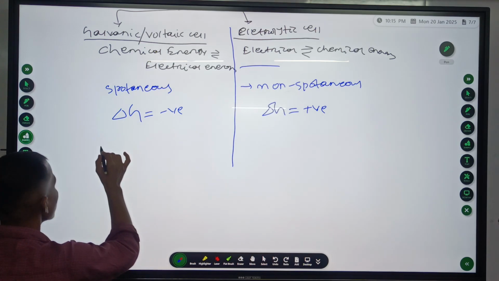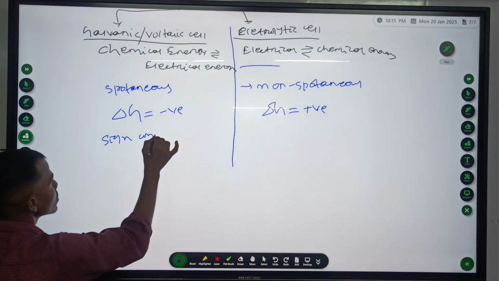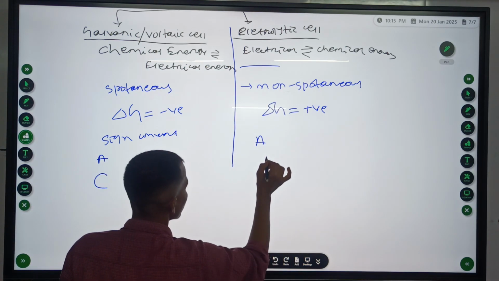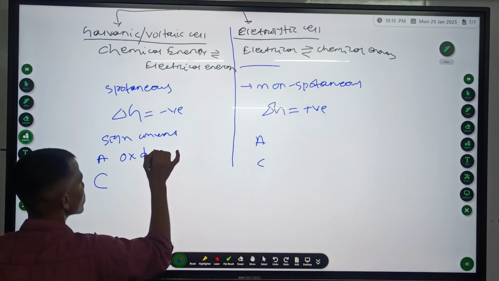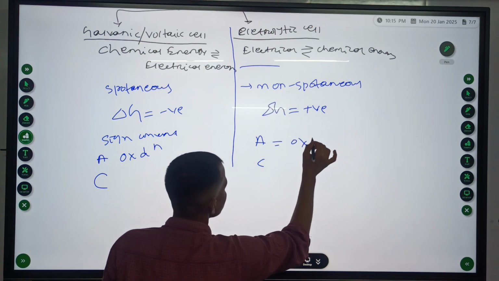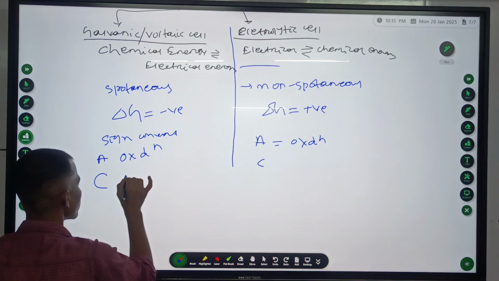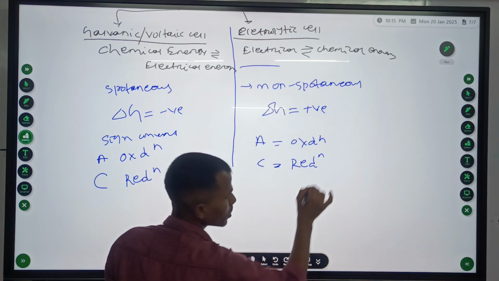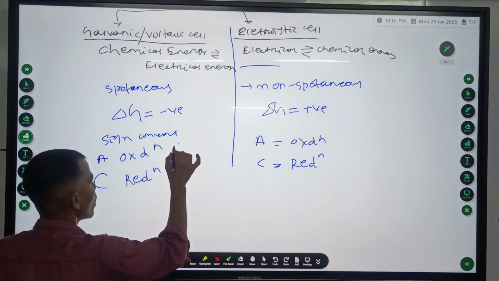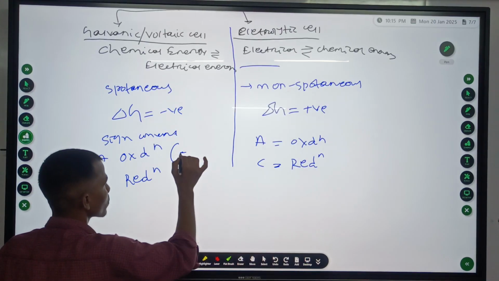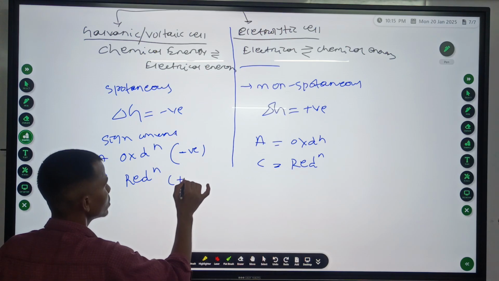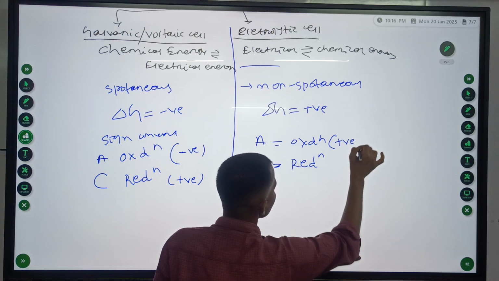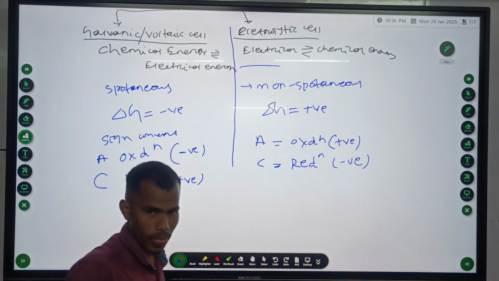Galvanic cell. And if we give the sign convention for this, in both cells, at the anode oxidation takes place. Here in this cell also oxidation takes place. At the cathode, reduction takes place. Also in this cell, reduction takes place. But the difference is that in this cell, we take the anode as negative and the cathode as positive. But in this cell, we take the anode as positive and the cathode as negative.